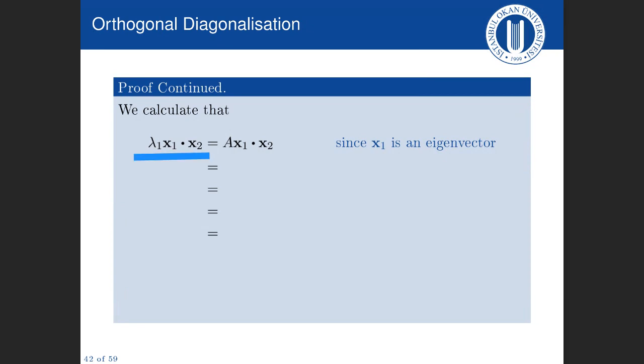I'm going to start with lambda 1, x1 dot x2. x1 is an eigenvector corresponding to eigenvalue lambda 1. So, of course, lambda 1 x1 is the same as Ax1. Something we were doing earlier, if we have a dot product like this with a matrix, we can move the matrix across to the other vector as long as we take the transpose of the matrix. So, just as we were doing earlier, that's the same as x1 dot A transpose x2.